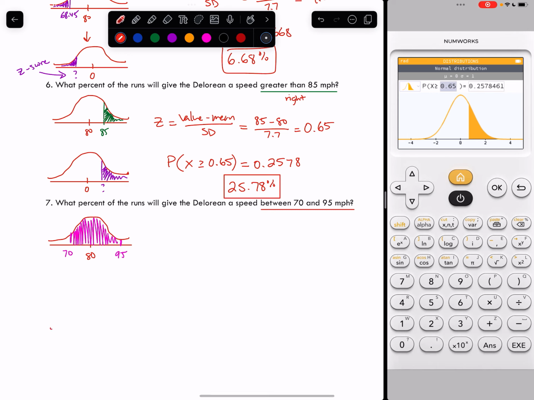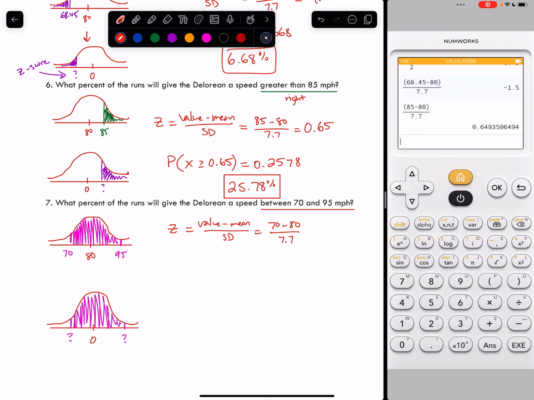So again, what we're going to have to do is figure out where that would be on our standardized graph. Our standardized graph would be at 0. I don't know what this left edge would be. I don't know what this right edge would be. But I know it's pretty easy to find the middle percentage. Okay, so we're going to have to find 2 z-scores on this problem. So our first z-score, value minus mean over standard deviation, is going to be 70 minus 80 over 7.7. Again, I'm going to go back to the calculator.